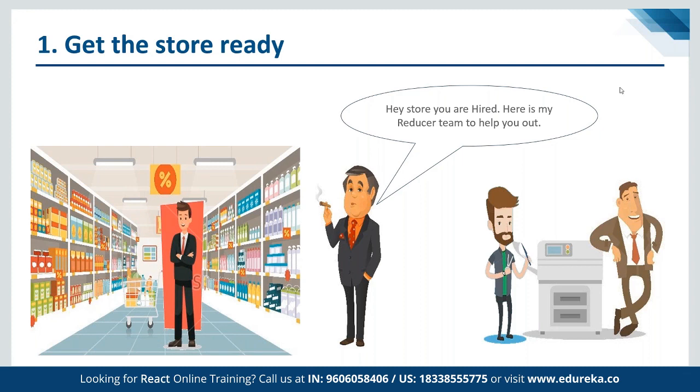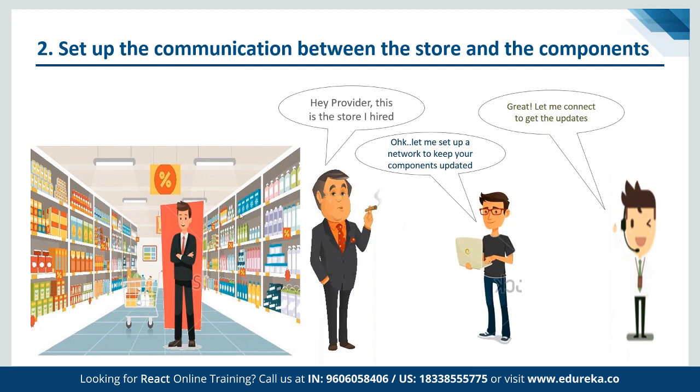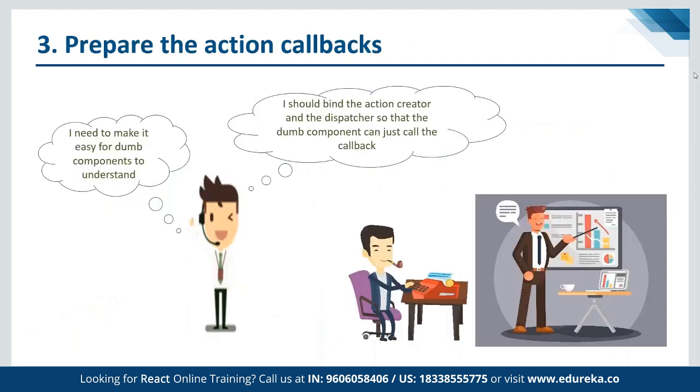Now, when the entire root component asks the provider that this store is hired, the provider sets up the entire network to make sure the entire component is updated. And then the views simply connect to the application to get all the updates. And then in terms of preparation of the callbacks, the view is saying, okay, I need to make it easy for dumb components to understand, and I should bind the action creator and the dispatcher so that the dumb components can just call the callback for the easy view of the elements.